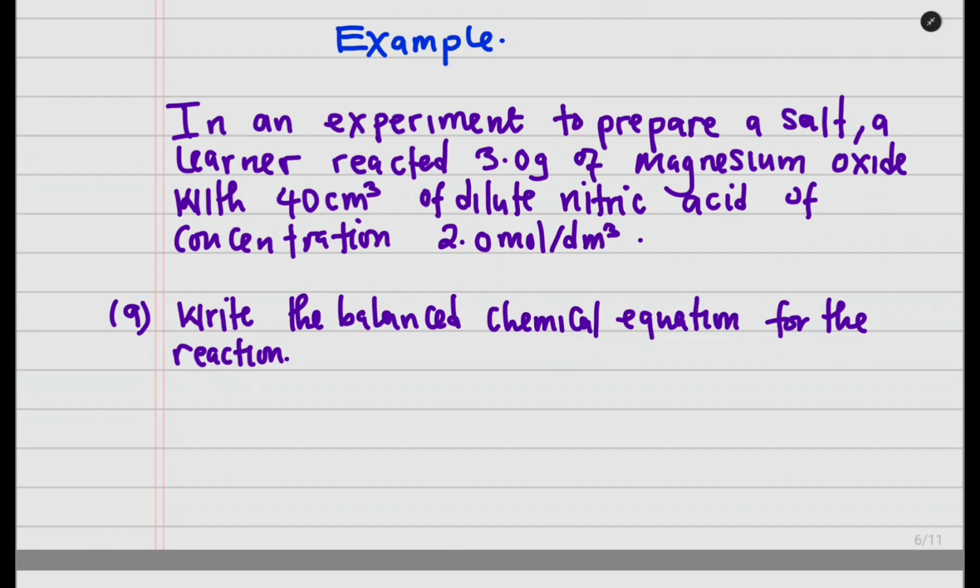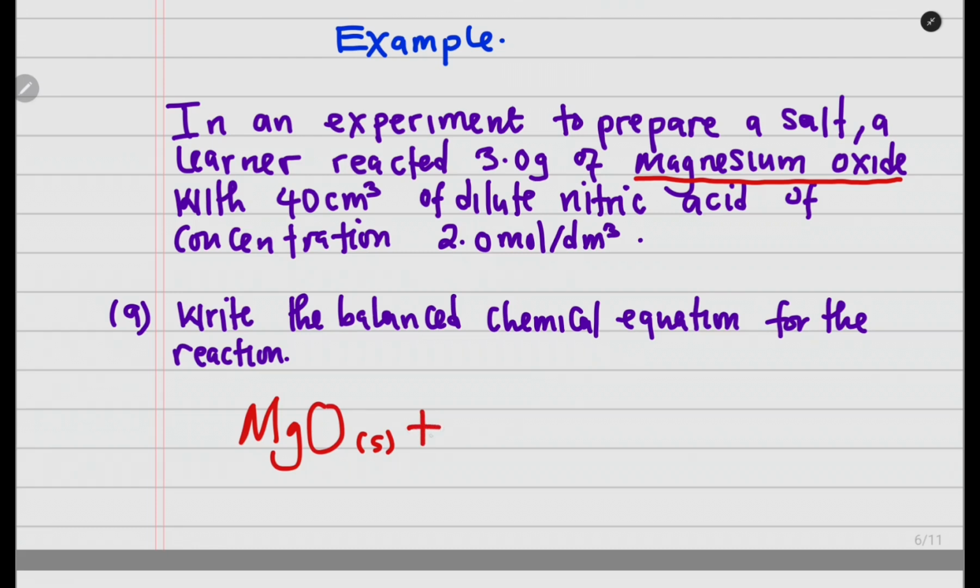So, to write the balanced chemical equation, maybe I can also seize this opportunity just to explain a bit on this particular part. To write the balanced chemical equation, the first thing you need to know is what is reacting. In this case, we are saying in an experiment to prepare a salt, Elena reacted 3.0 gram of magnesium oxide. So what is reacting is magnesium oxide. And you need to know the chemical formula of magnesium oxide. So magnesium oxide is MgO. That is magnesium oxide, and this is a solid.